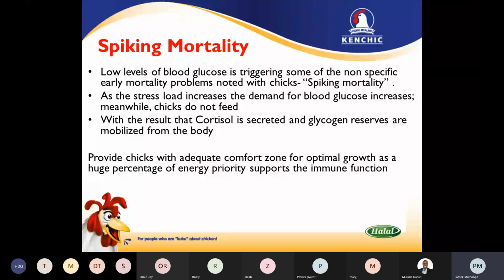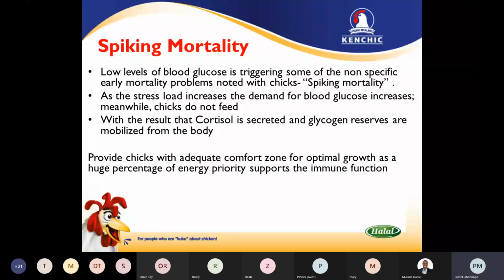It can give them that energy to withstand the low glucose levels, they will be able to withstand the stress load before your vet advises on the next course of action. So don't mind the third point, it's a bit of science, but basically that's the explanation.